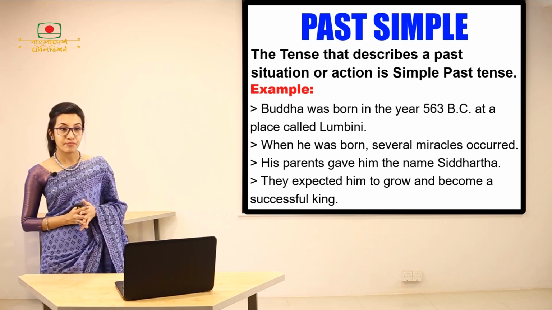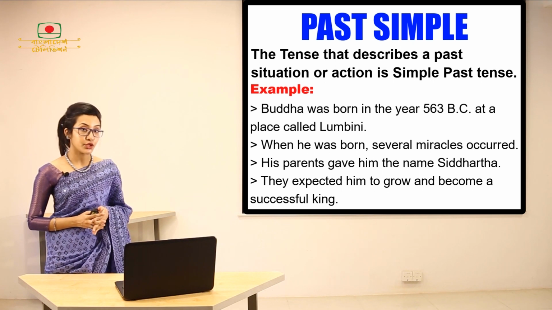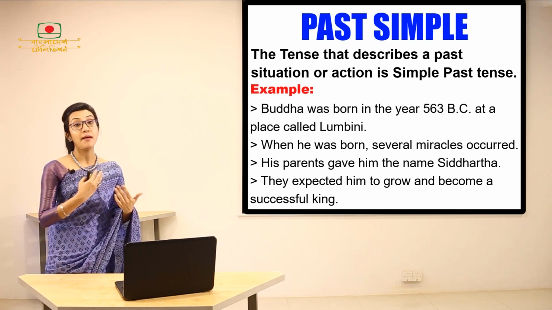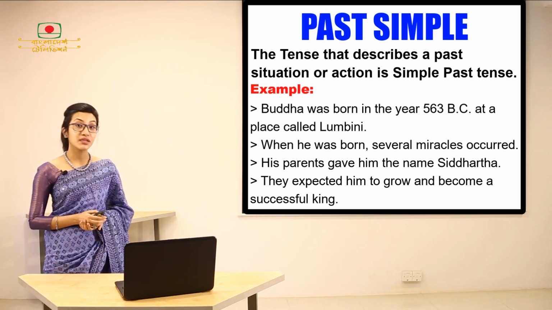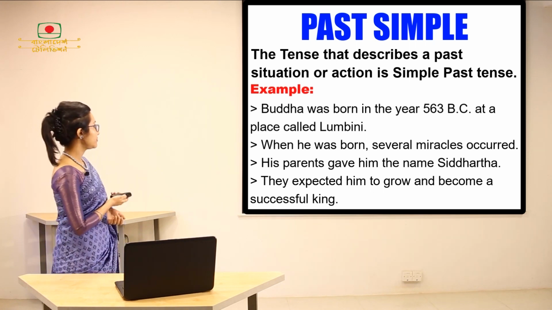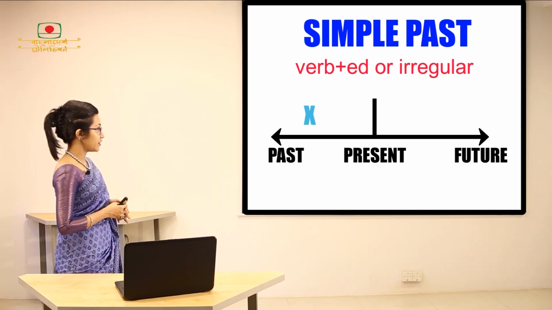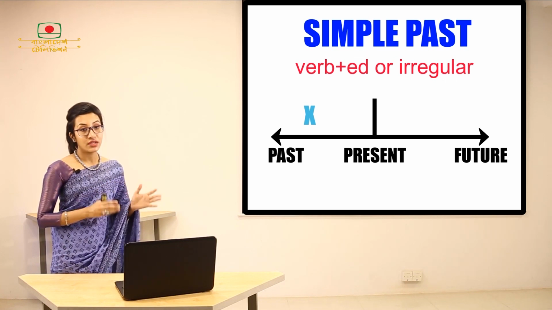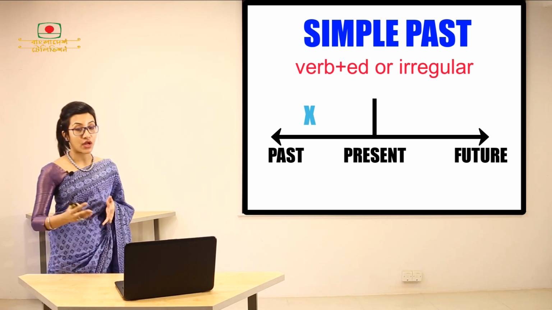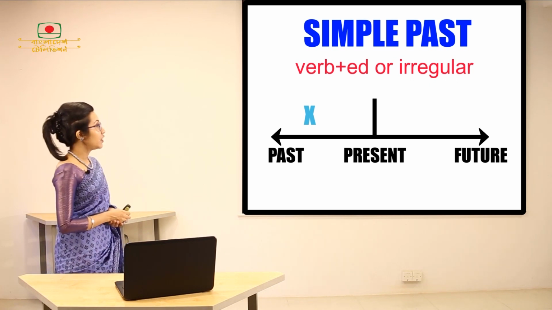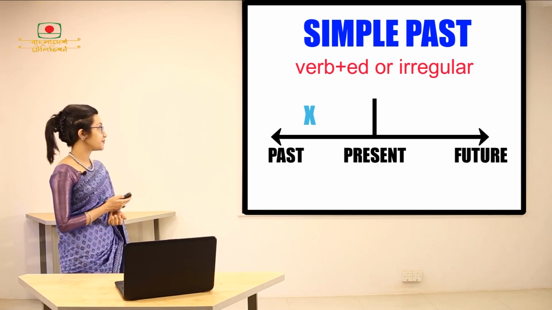In all these examples, we can see that the events that have been referred to here happened in the past. For this reason, we have used past simple tense here. Now, as you can see in this structure, there is a cross given here and that happened before now. This cross is referring to an event or an action that happened before now. That means it is in the past. In all these cases, we can use simple past tense.